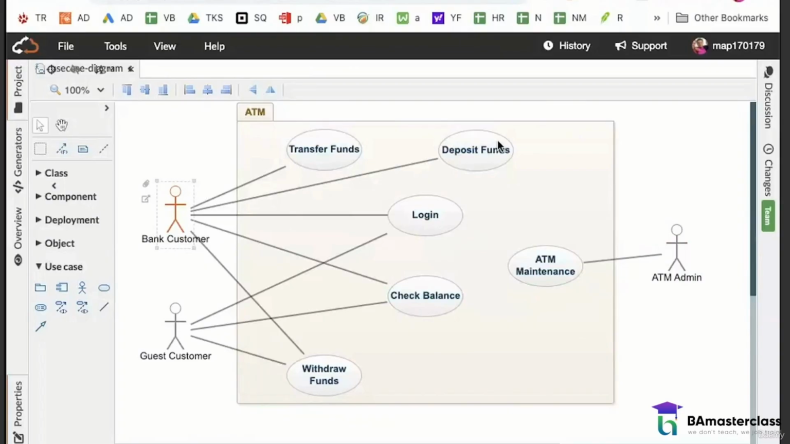Deposit funds, all right? This use case. How does this use case begin for an ATM machine? Somebody selects it. So who's that somebody? A human. Transfer funds for ATM. How does this use case begin? Same thing. Somebody selects it. Who's that somebody? A human.